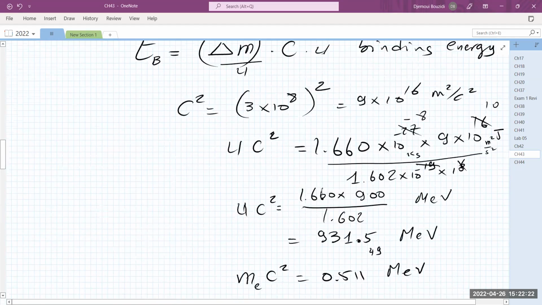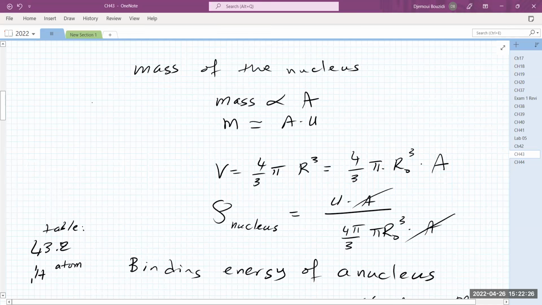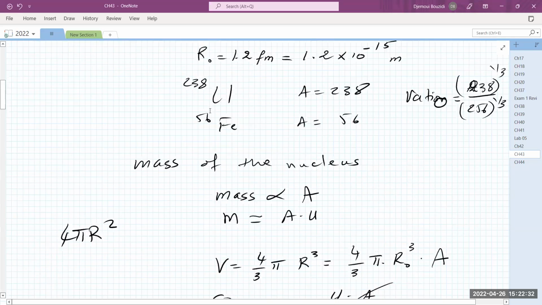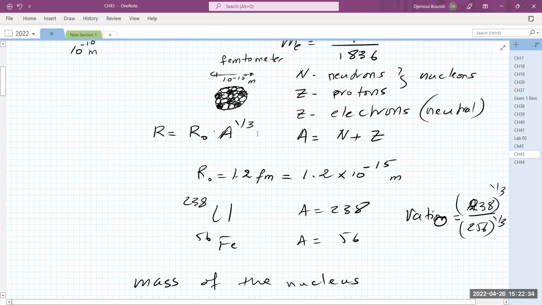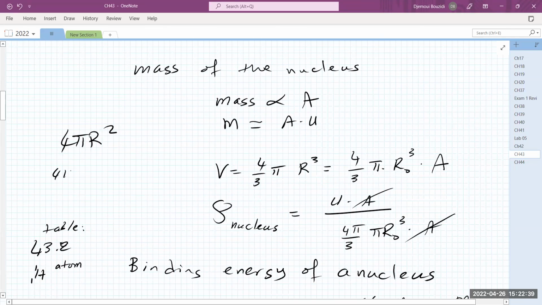It's coming from R squared, because the area, remember, of a sphere is 4 pi R squared. And R, if you guys remember, and I know I wrote it somewhere in here, is R naught times A to the power 1/3. So if I square that number, it's going to be 4 pi squared times R naught squared times A to the power 1/3, but squared. So this term will become proportional to A to the power 2/3.